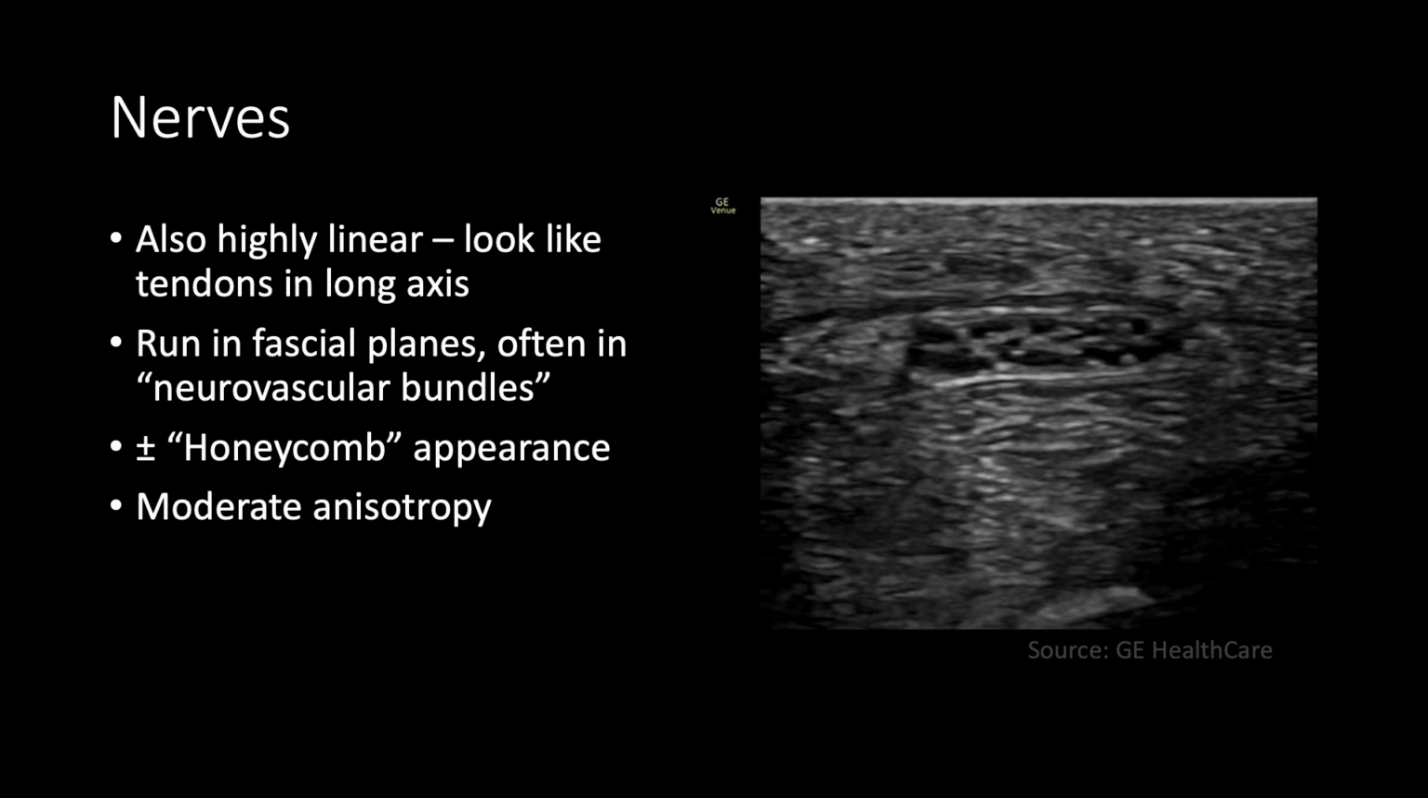Another important difference is that nerves will have less anisotropy than tendons. So they're still linear, they're still going to have moderate changes to their appearance when insonated at different angles, but in areas like the carpal tunnel, where tendons and nerves are traveling closely together, the nerve will stay more visible as you fan your probe, and the tendons will more rapidly fade out of view because the tendons have a higher anisotropic property.